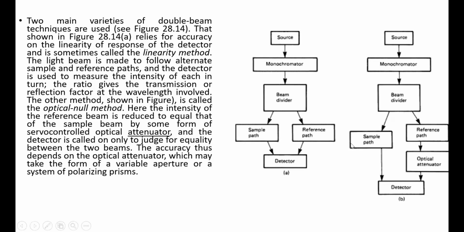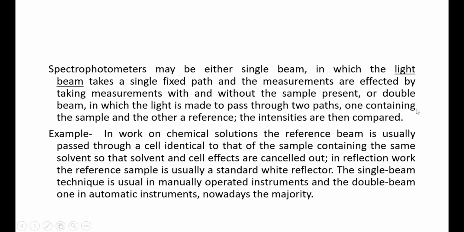So in the optical null method model, the difference against the first one is that you have an attenuator which is going to judge for equality between the two beams. You are going to compare the two beams, and then the data will be provided to the detector. It will be provided to the display system, and you get a digital display for absorbance. It may be transmittance or it may be concentration. So in simple words, your spectrophotometer can be of either of two designs. One design is single beam, another design is double beam.